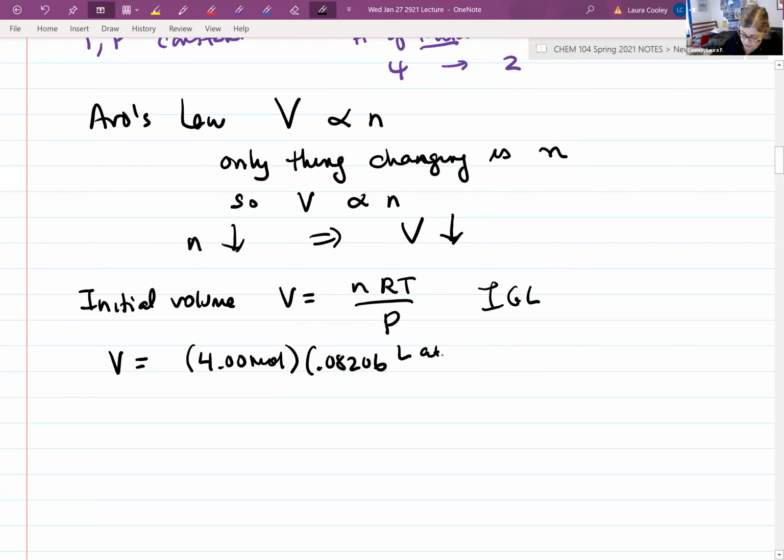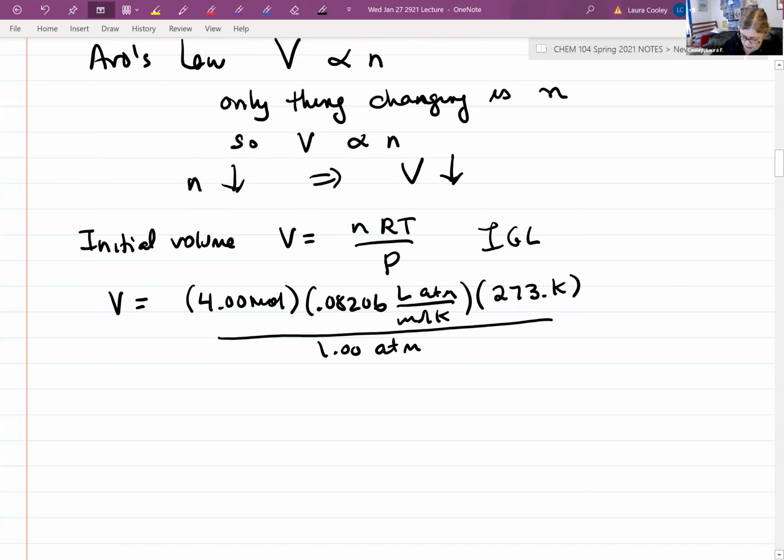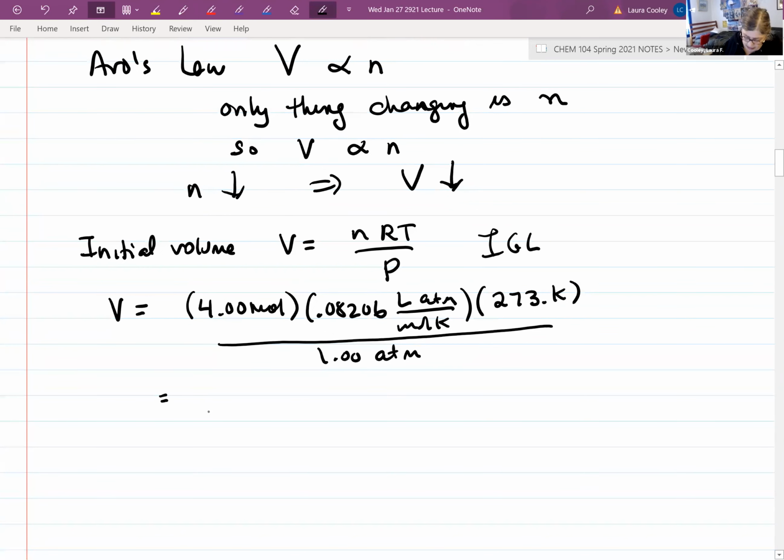0.08206 liter atmospheres per mole Kelvin, times 273 Kelvin. And then the pressure, sorry, which is 1 atmosphere, the same outside as inside because it's in a balloon. All right, so if you do this math here, it comes out to 89.6 liters. Okay, that's the initial volume.